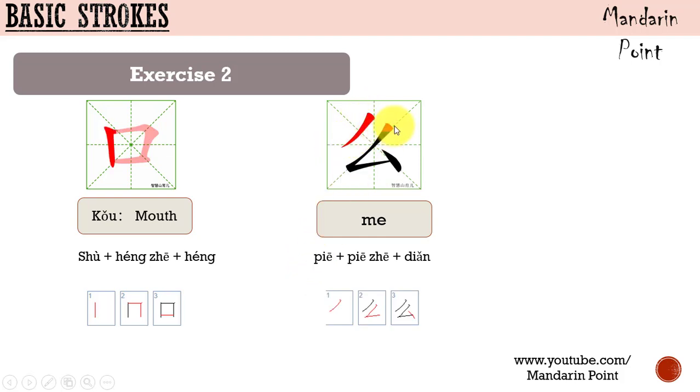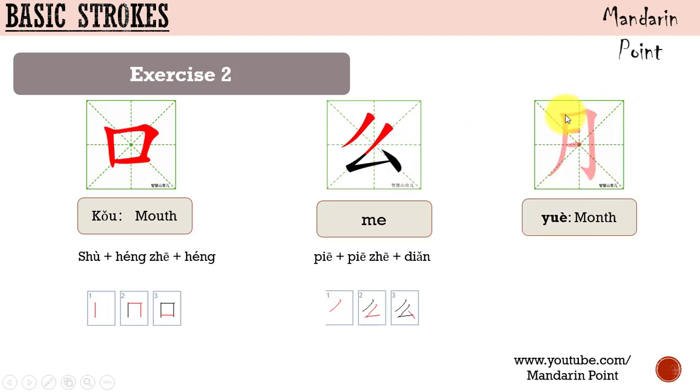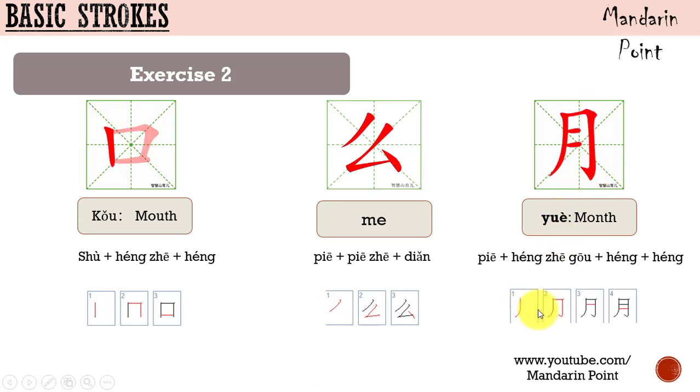Pie, left falling, pie chu, tien, left falling, pie, heng. This one we haven't studied yet, but actually it is very simple to know. It is heng, this is chu and guo. So pie, heng, chu, guo, heng.